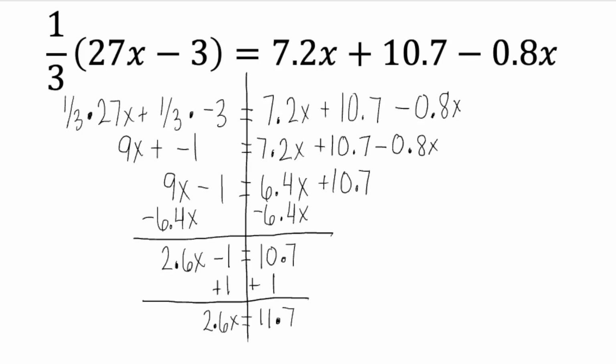Last, multiply or divide to isolate the variable. 2.6 is multiplied by x. The inverse operation of multiplication is division. Divide both sides of the equation by 2.6. 2.6x divided by 2.6 equals 1x. 11.7 divided by 2.6 equals 4.5. The solution to the equation is x equals 4.5.